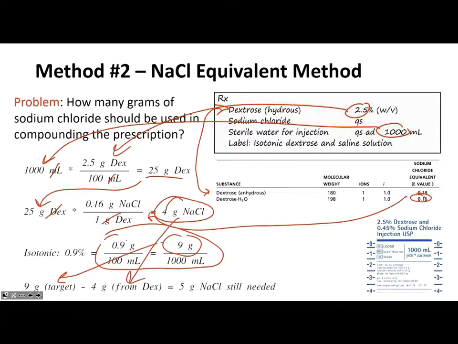Just realize, take our target of 9 grams, subtract what we're getting from our dextrose, which we said was 4 grams. The difference is how much? 5 grams. Wham. Isn't that what we got in the previous one too? Amazing. It's magic. Mathematical magic. Are you okay? We just did the same darn thing twice, in 2 different methods.